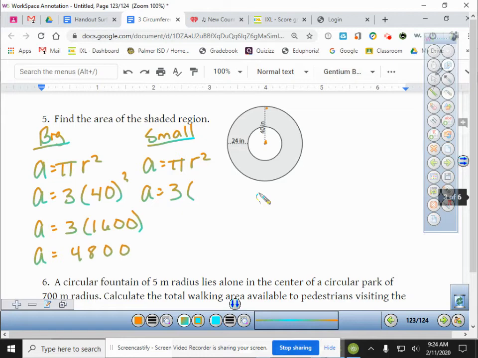The radius of the shaded part? What is the radius of the small circle? The little white circle. Oh, I haven't heard the correct answer yet, or I would have written it down. 10? From here to here.